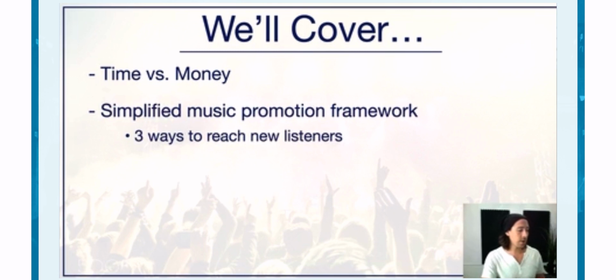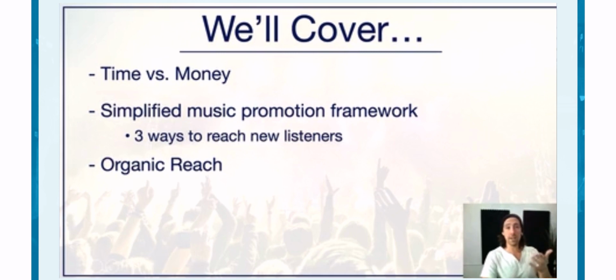But that is something I want to address really early on before we get started with the rest of the training. And then I'm going to touch on a super simplified framework for music promotion. Basically, break down all music promotion into its simplest form and cover 3 ways that you can reach new listeners, 3 basic ways. One being what I already discussed, paid advertising, which we're not really going to get into in this session. We'll talk about organic reach, and the word organic is often used interchangeably with free. So that's the sense that I mean organic here.